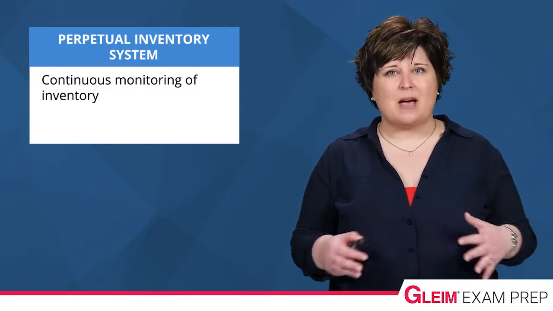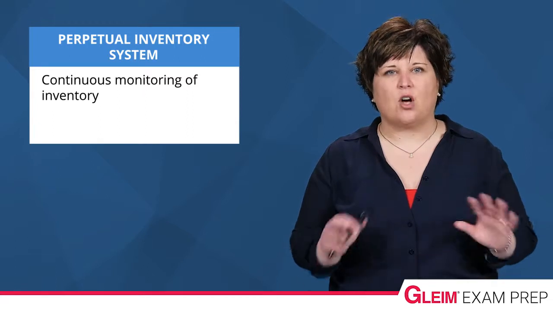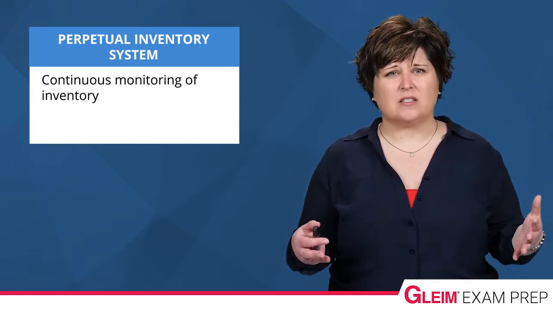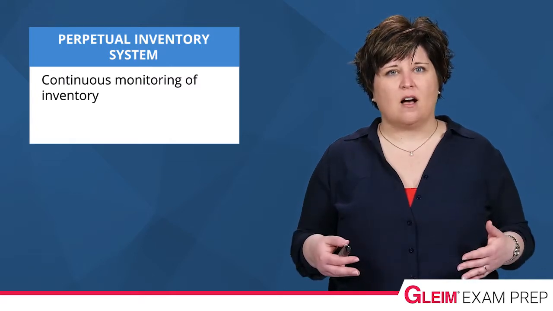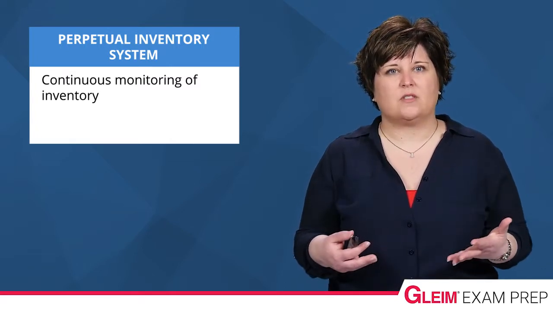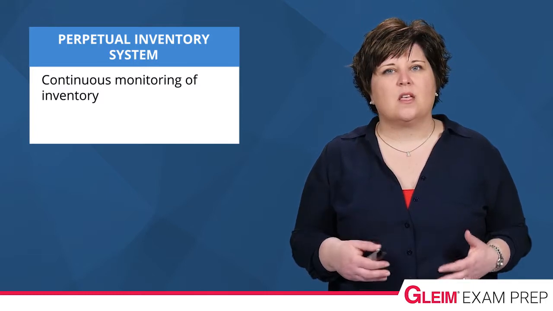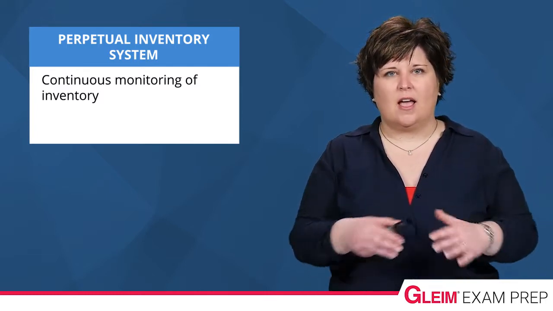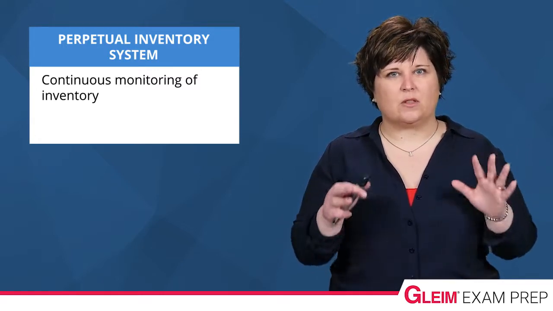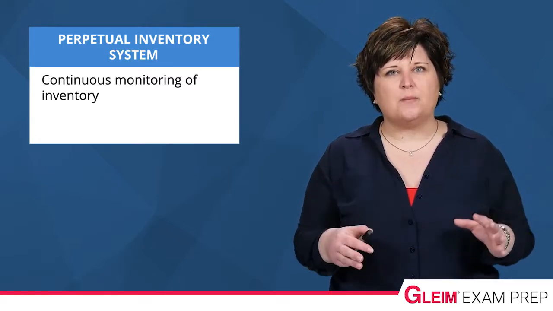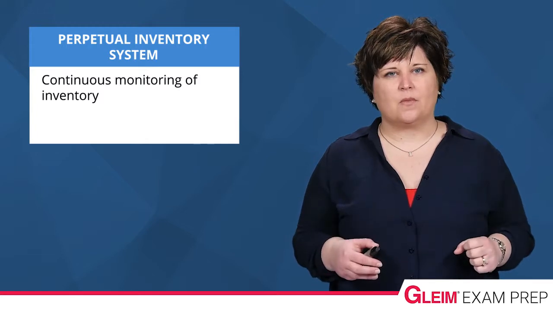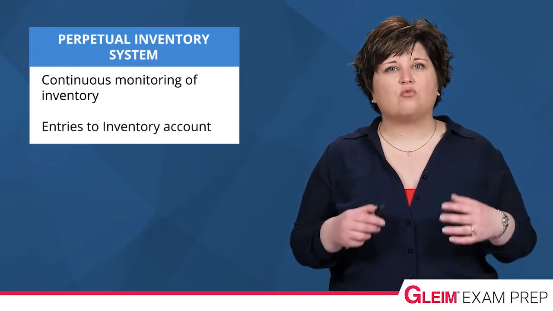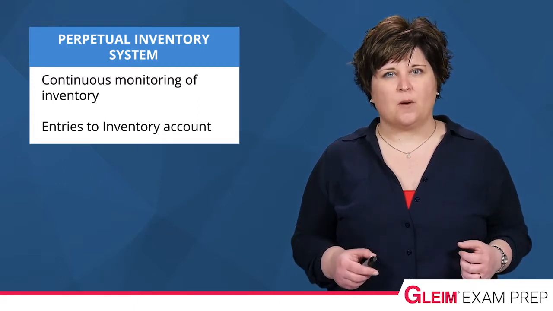Now, I like to think back to my least favorite class of all time, physics. Like the only thing I really remember from that class is perpetual motion. But that really helps me remember the basics of this inventory system. The inventory account is continuously in motion. Anytime something happens related to inventory, we are updating the inventory account. So in this perpetual system, the entries are going directly into the inventory account.